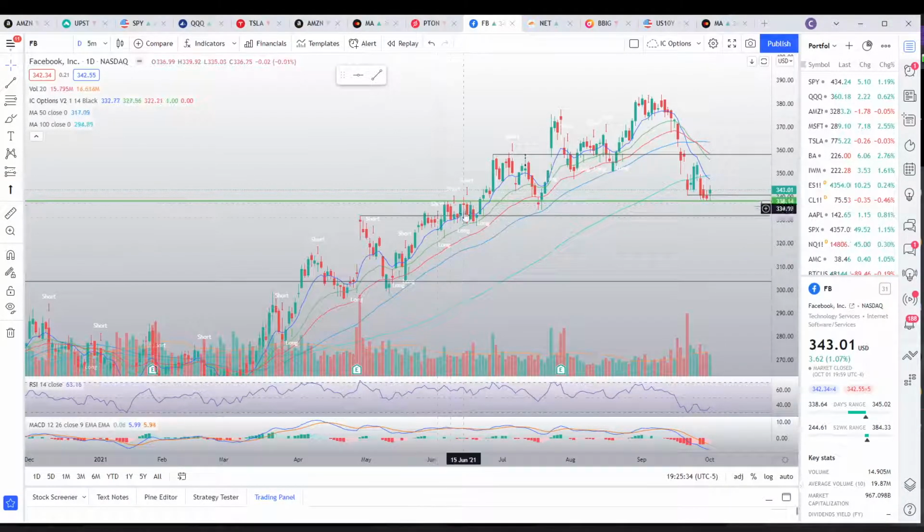338. Look at this right here. How many times it had rejected 338 right here. It tried to get through. It could not get through 338. So this is your resistance right here for Facebook. 338. It could not do it every single time it tried.